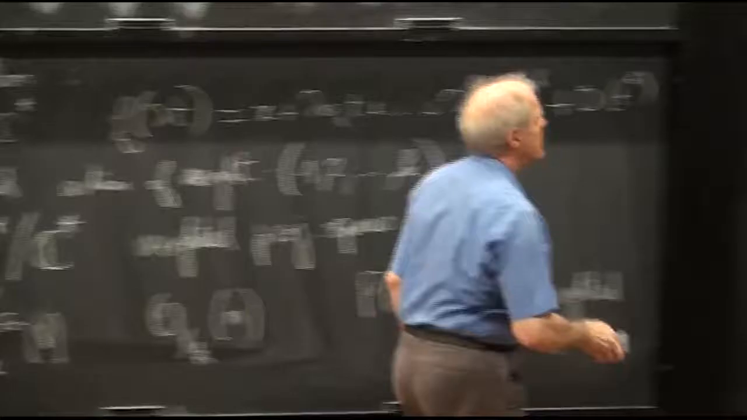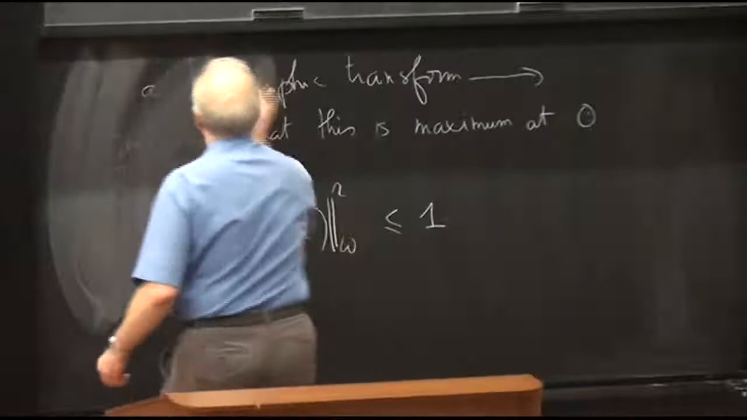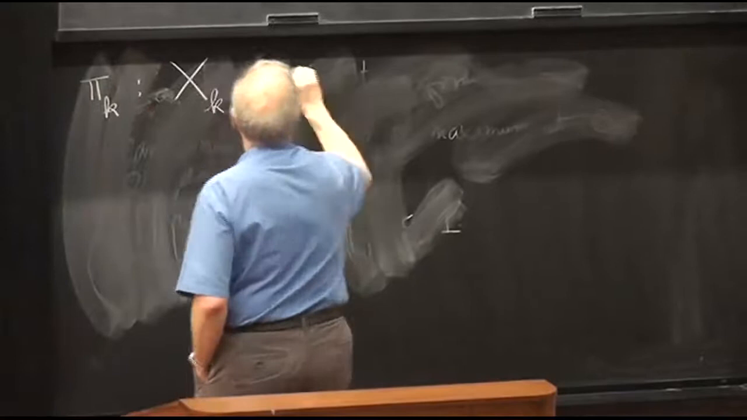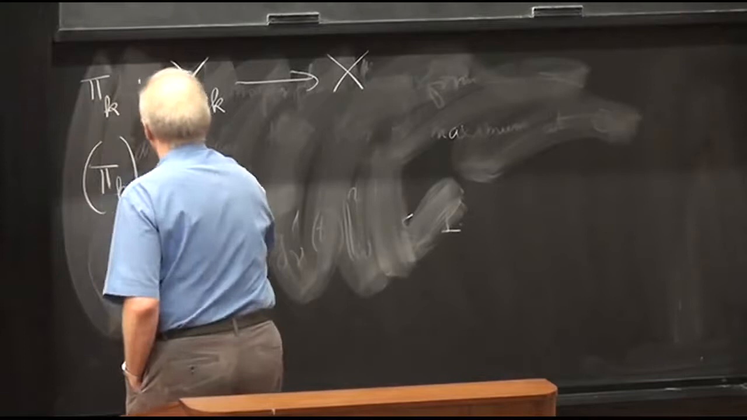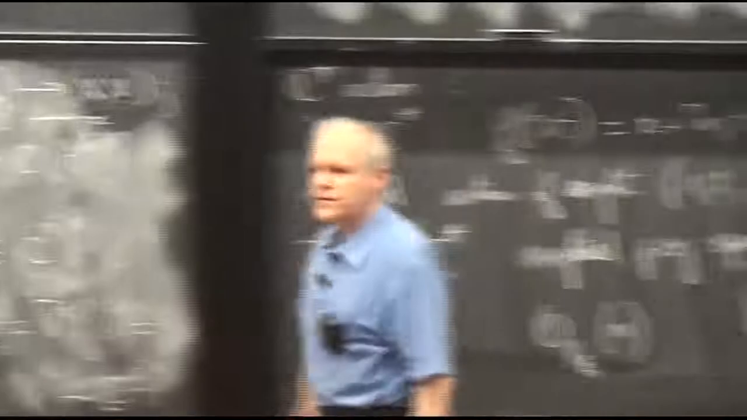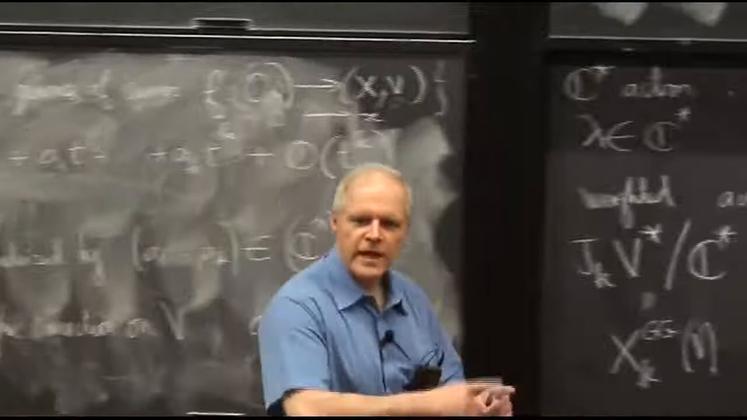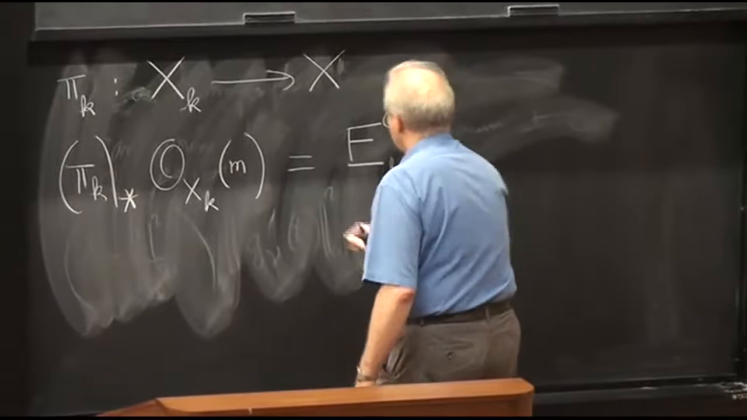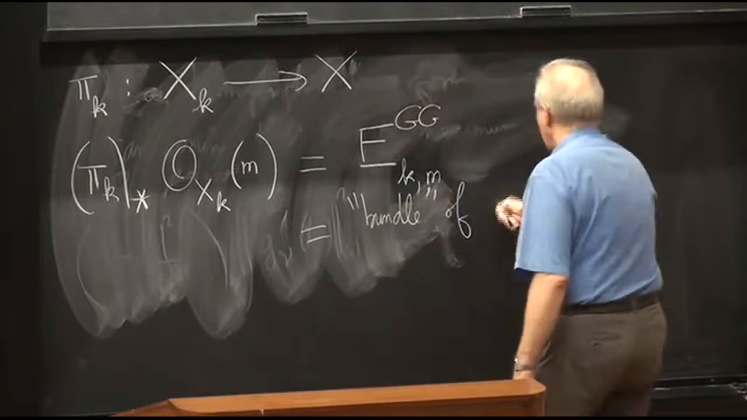Clearly, by definition, you have a projection, and if you take the direct image of that sheaf onto X, then by definition you get the sheaf of differential operators which are polynomials in the k first derivatives. So this can be identified with the bundle which I will denote by E^GG_{k,m}. This bundle may of course have singularities. It is the bundle of algebraic differential operators.